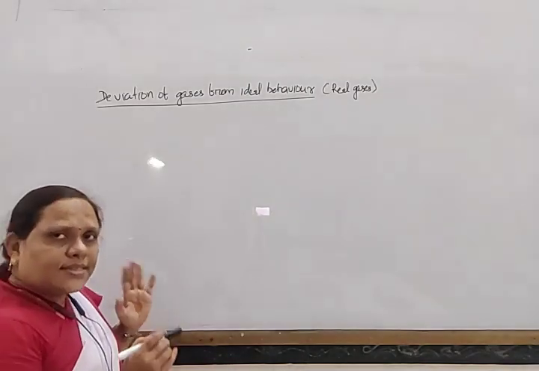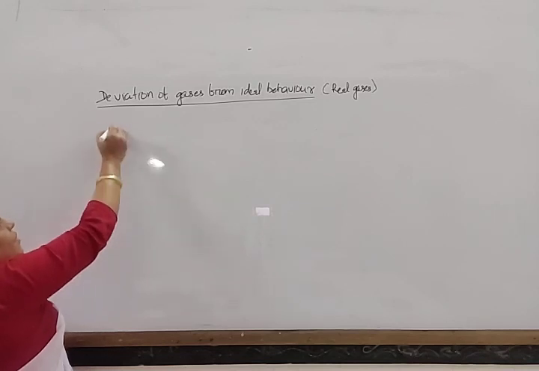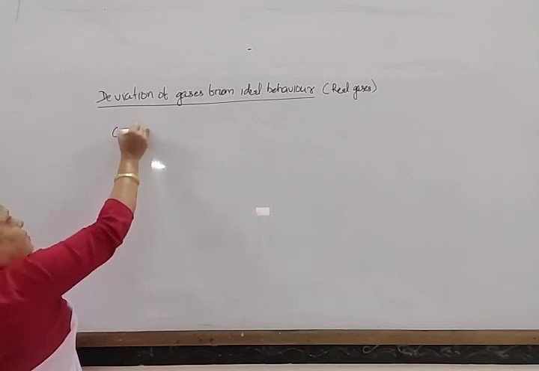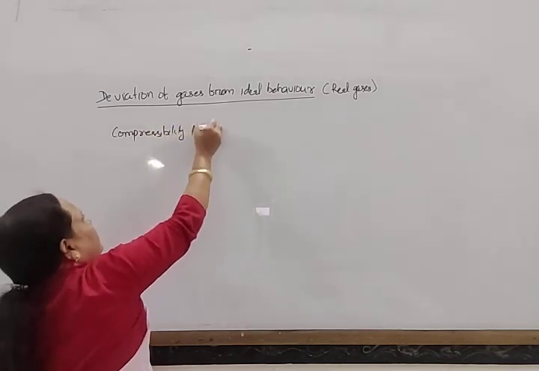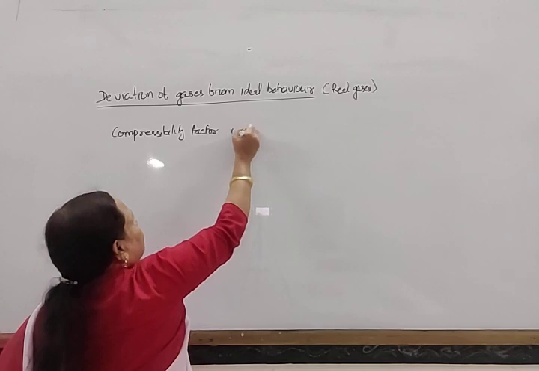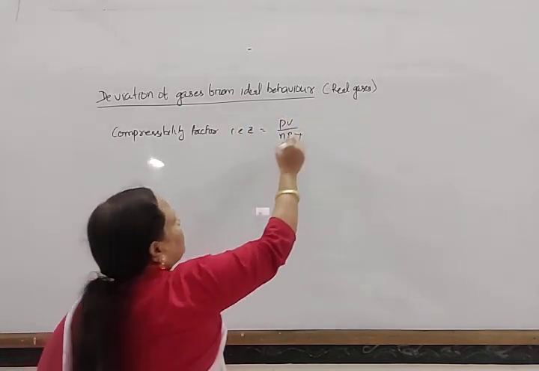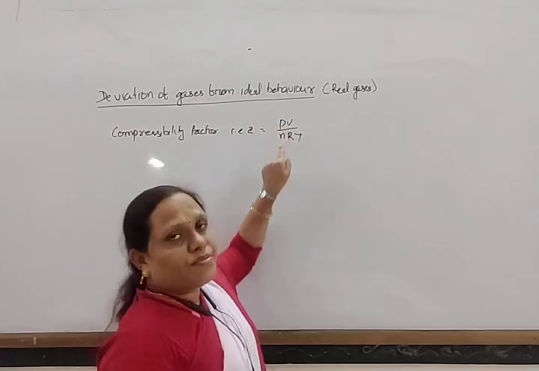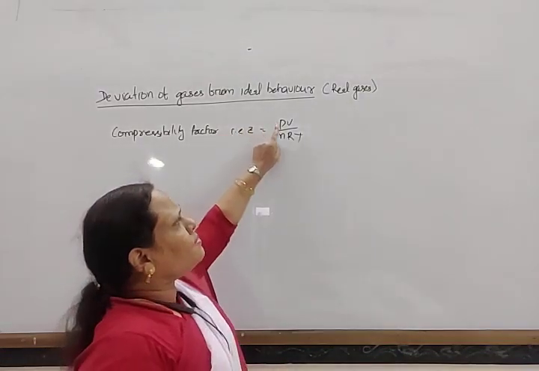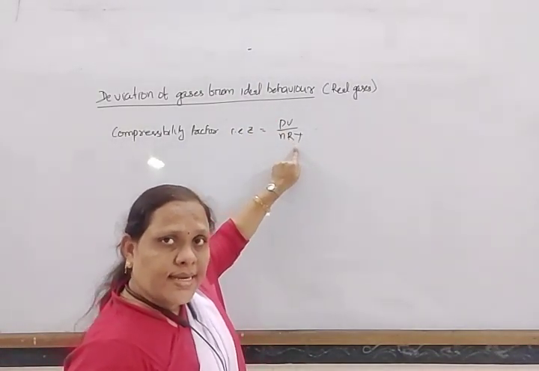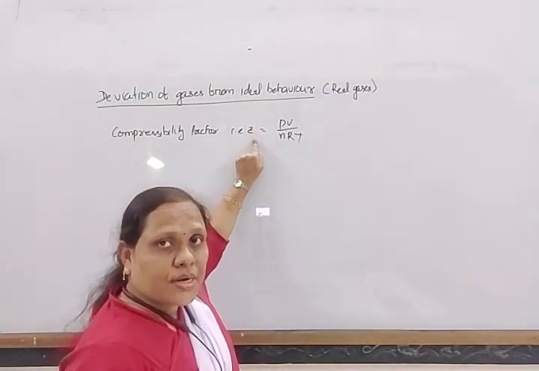If any gas is ideal, then the ideal behavior can be studied by the compressibility factor, that is Z. It is the ratio PV by nRT. If it is an ideal gas, PV is equal to nRT, so PV by nRT should be equal to 1.